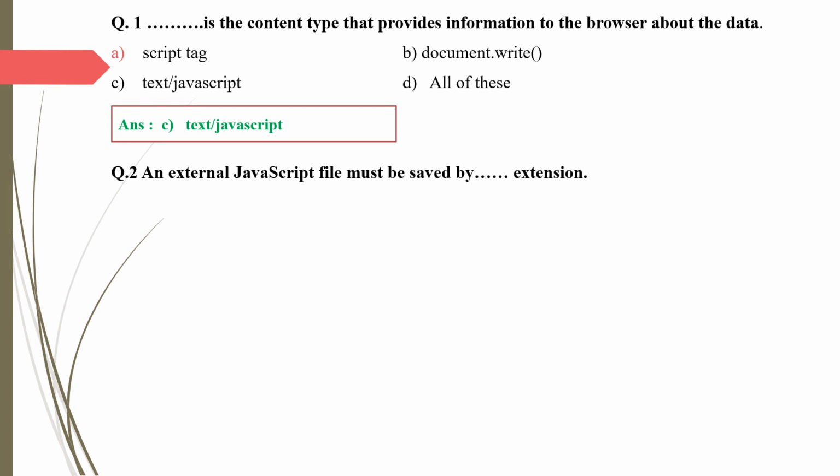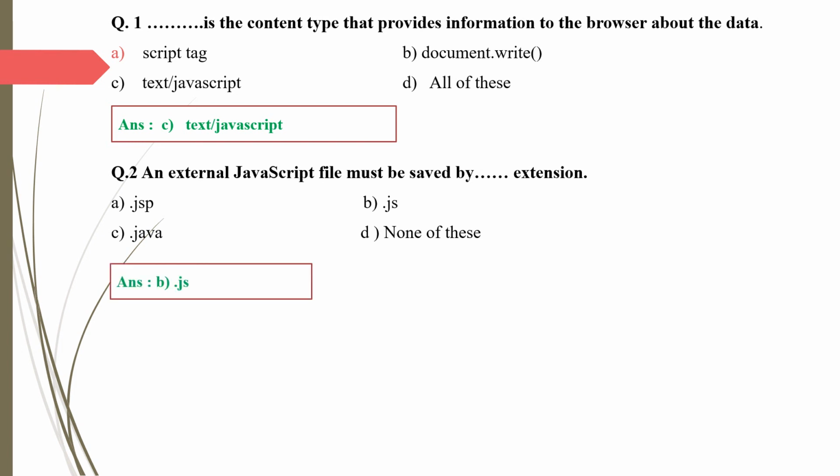The next question is: an external JavaScript file must be saved by dash dash extension. The options are .jsp, second option .js, third option .java, and fourth option none of this. So the answer to this question is .js.